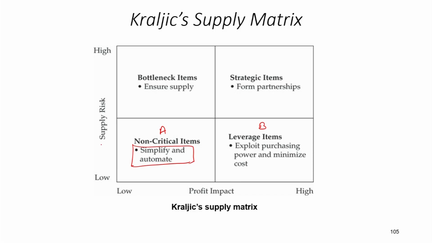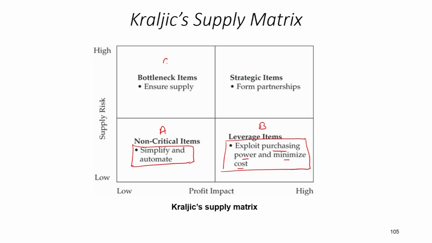That means there is a large number of suppliers available, but the item is very important because it is an A class item. So, here you can exploit your purchasing power, because the supplier has less bargaining power and you have more bargaining power, because there are many suppliers available to supply this, so supply risk is low. So, you can exploit the purchasing power and try to minimize the cost in this particular case.